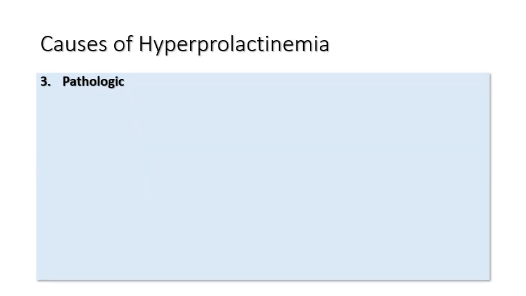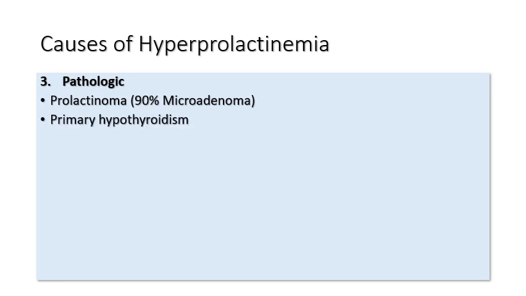Now moving to the pathological causes of hyperprolactinemia, there is actually a long list, but the commonest is the prolactinoma itself, and 90% of them present as microadenoma. Primary hypothyroidism: if you remember when we discussed previously the physiology of the pituitary gland, in primary hypothyroidism, as a result of the reduction in the release of thyroxine T4 from the thyroid gland, there will be an increase in the TRH at the level of the hypothalamus and TSH.